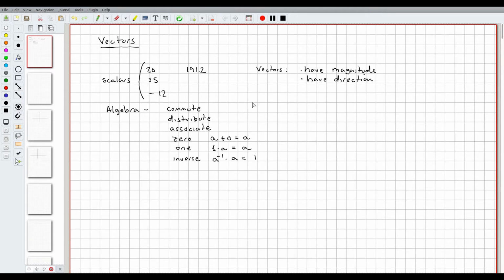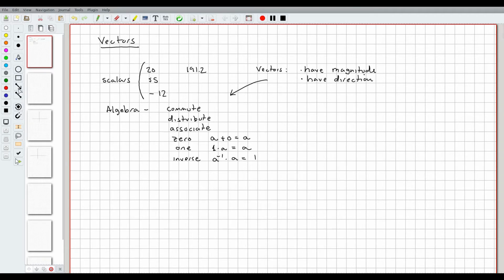Now, mathematically, all these things are easy to deal with. You can multiply 2 numbers together, whether you multiply the first times the second or the second times the first. If you add A plus B, it's the same thing as B plus A, all these sorts of stuff. Now, vectors also follow the rules of algebra, but the way they follow the rules of algebra can be a little complicated.